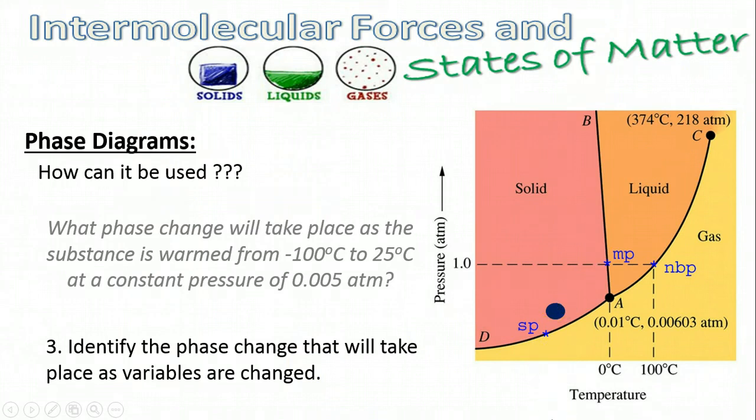Then you sort of draw a line to represent a warming from negative 100 up to 25. I'm going to put my 25 right around this point right here. If you follow that line across, whatever phase boundary you cross represents the change that took place. So in this case, solid to gas represents a phase change of sublimation.